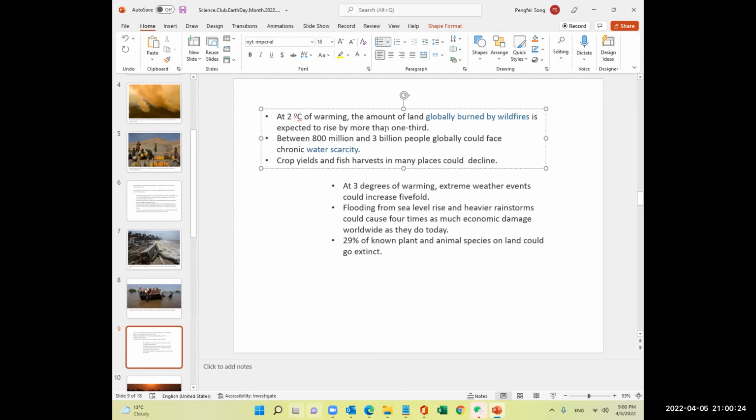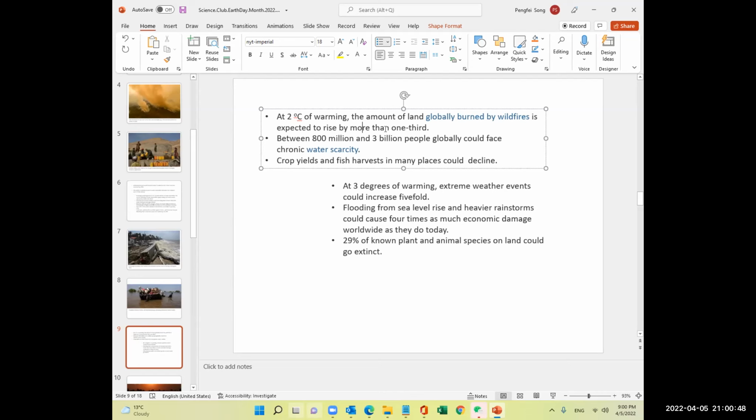So again, starvation. If the temperature goes beyond 3 degrees warmer, we're going to have more extreme weather events. It's estimated to go up 5-fold. So think about the number of hurricanes that we have every year, 5-fold.